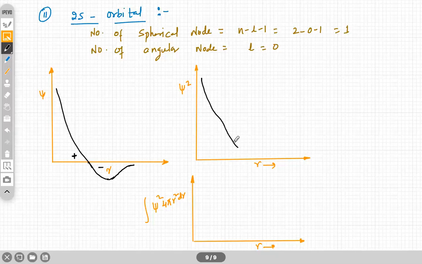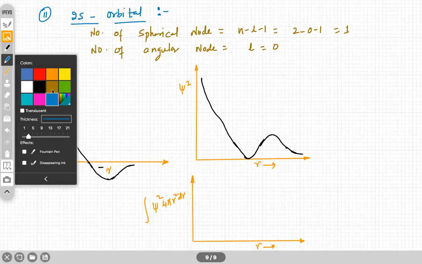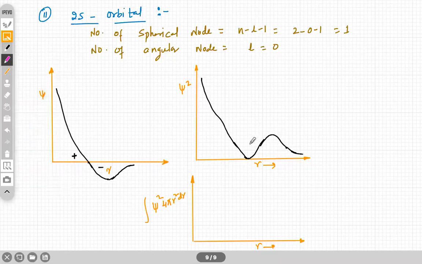It comes down. And at this point, it goes up. Comes down and goes like this. Okay, so this point is the node we have. This point is the node. One node we have, this is the point where psi square is zero, which means probability is zero. So when you represent this in the probability graph, we have one node here.